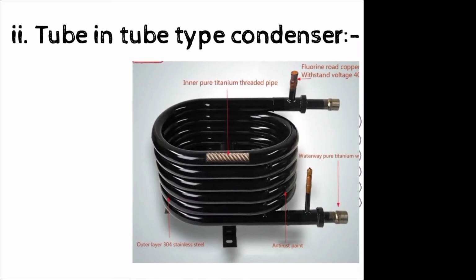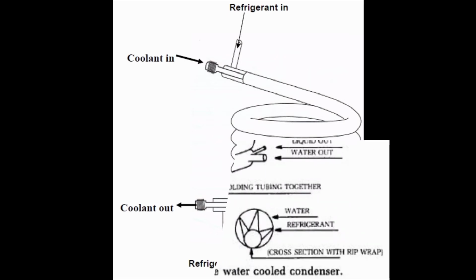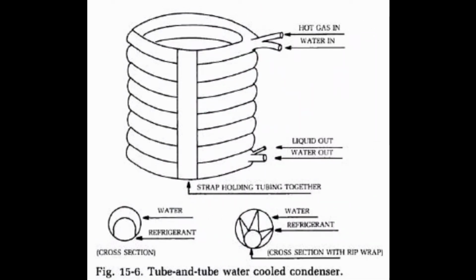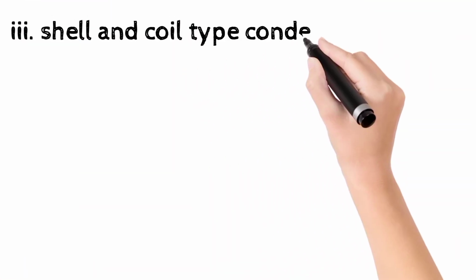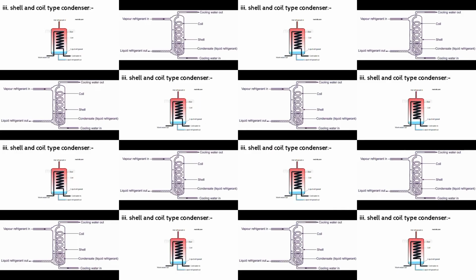Tube and tube condenser. From the compressor, hot refrigerant enters into the inner tube. The outer tube contains water. As the hot refrigerant passes through the inner tube, the outer tube water touches the inner tube and cools the refrigerant.